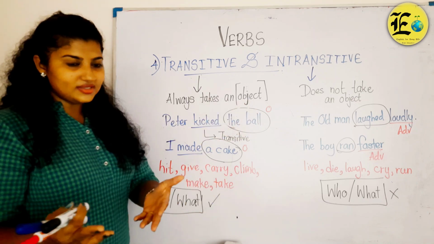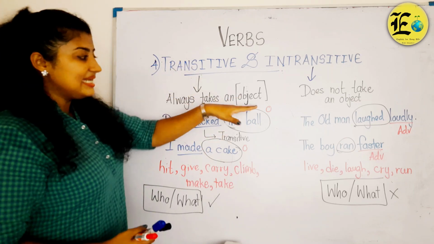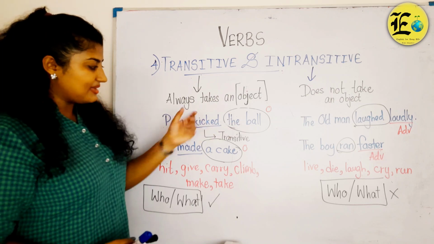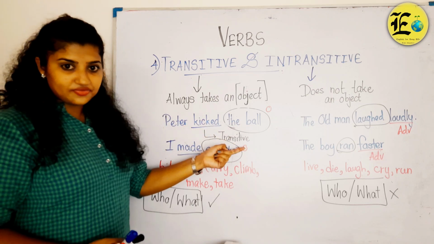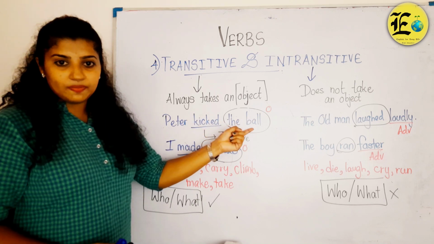Do you know what it is? No. So that's why we say transitive verbs, they need an object. So for example, Peter kicked the ball. That means kicked is the transitive verb and the object that goes with kicked is the ball.